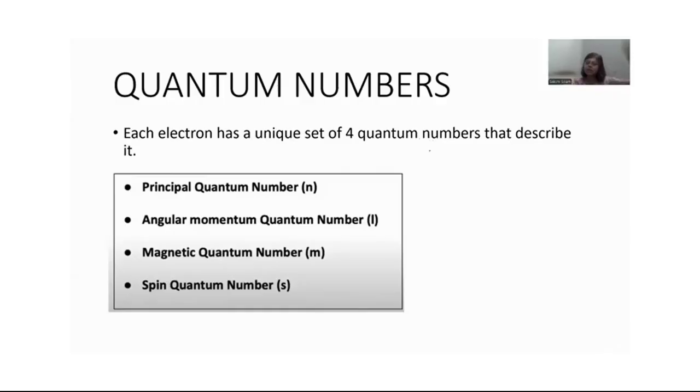I hope this is clear. In continuation after Bohr's model of an atom, today we are going to study quantum numbers. You might be thinking, what are these quantum numbers? First of all, it is a very easy and a very interesting topic.